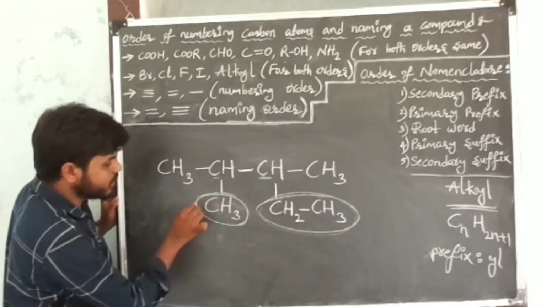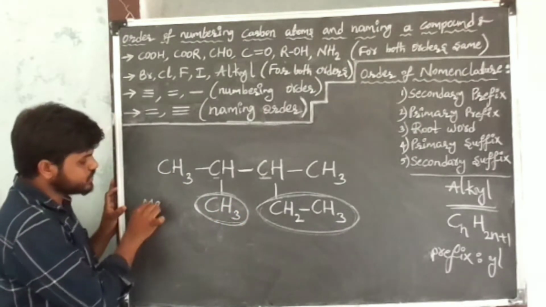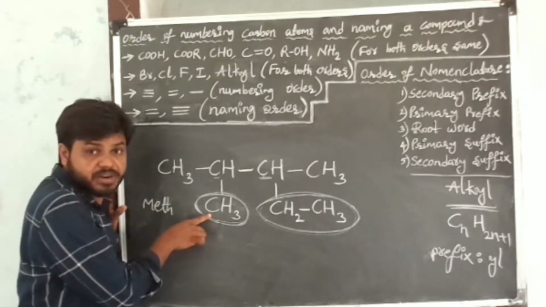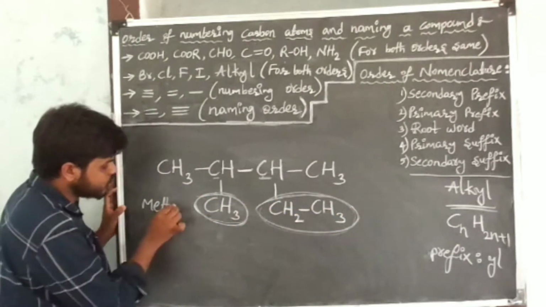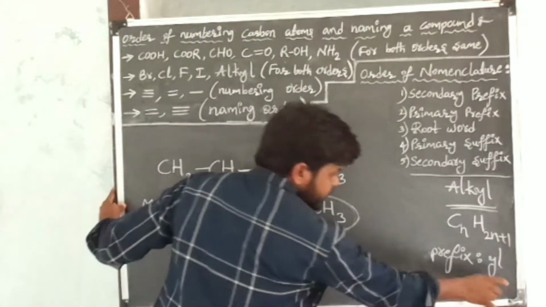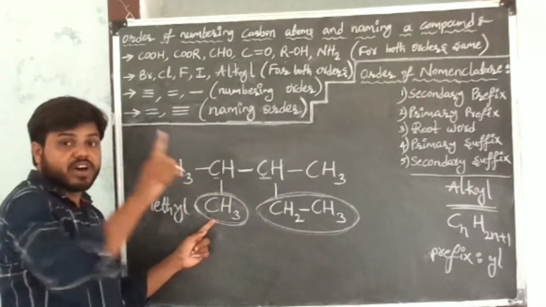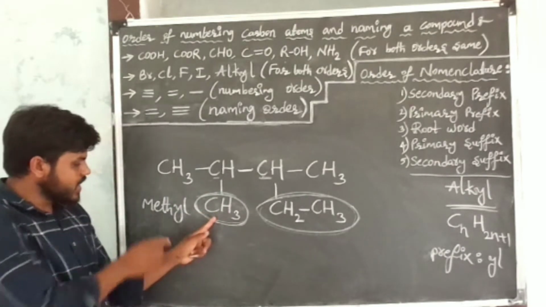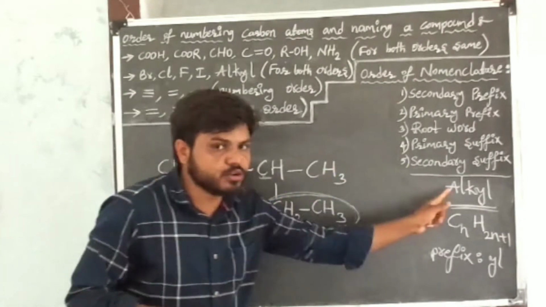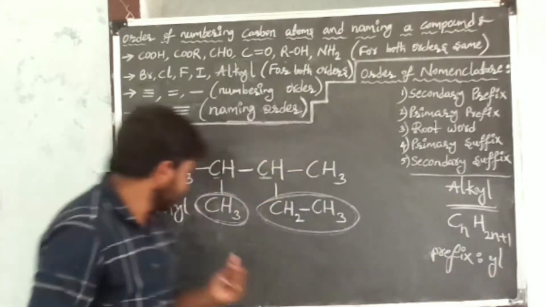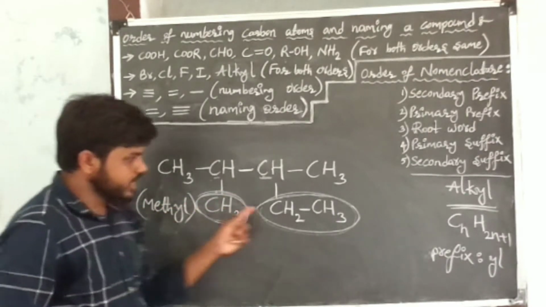The name of the first substance: it has one carbon, and the root word for one carbon is meth. The substance belongs to the alkyl group, and the suffix of alkyl group is yl. So I wrote meth, and since it belongs to alkyl group, I wrote yl. The name of the first substance is methyl.